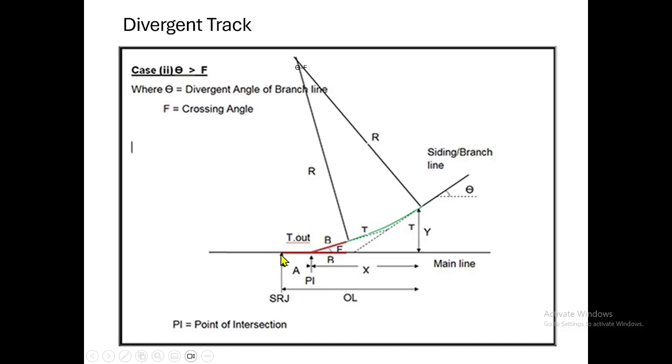Once we are able to locate the SRJ, we can insert the points and crossing here, and we can give the connecting curve. But the x distance is only the point of intersection. It is an imaginary point, so we cannot fix it. So x plus a, adding this, we will get the overall length. That will locate our SRJ. We'll see in detail how. So we have to calculate these distances.